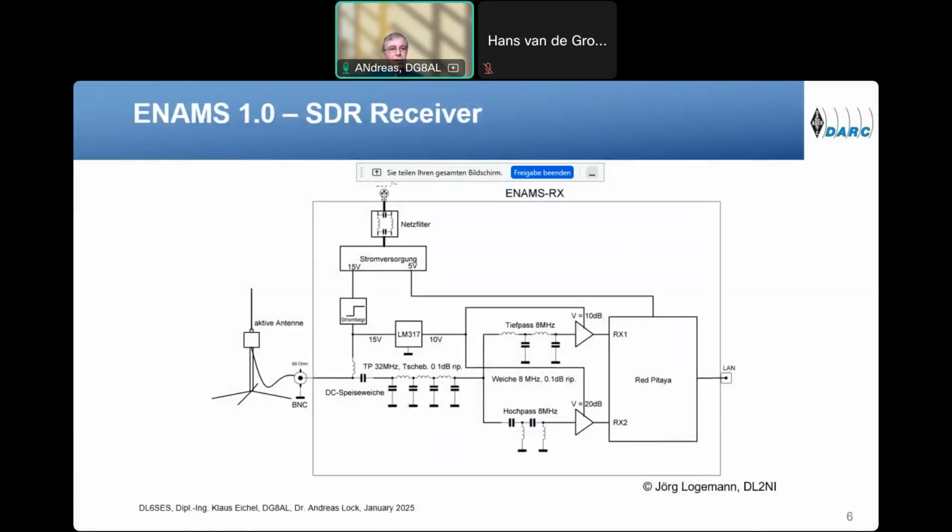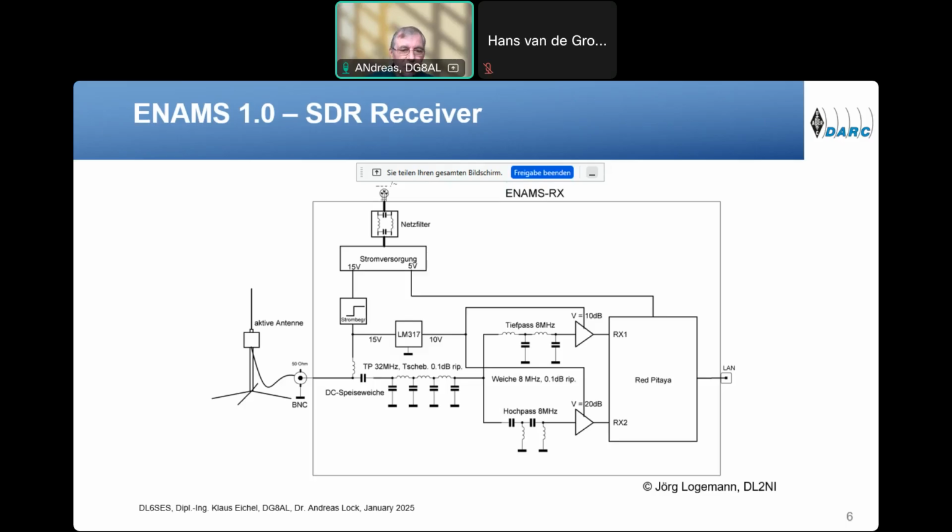So this is a block diagram of the ENAMS-1 SDR receiver. On the left-hand side, the active antenna is shown with a cable. The cable uses some ferrites to block disturbances or interferences which come from the power supply and from the house. So if we look now into the diagram, you see the power supply on the top. Unfortunately, it's written in German.